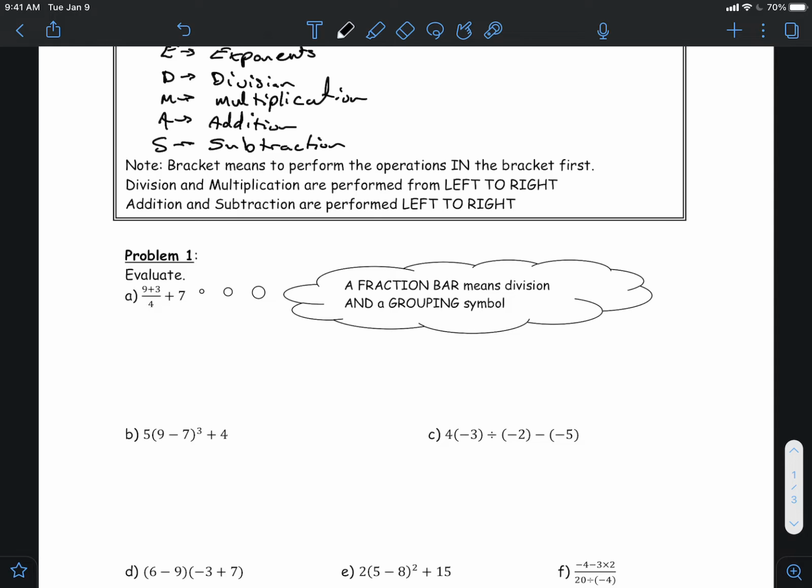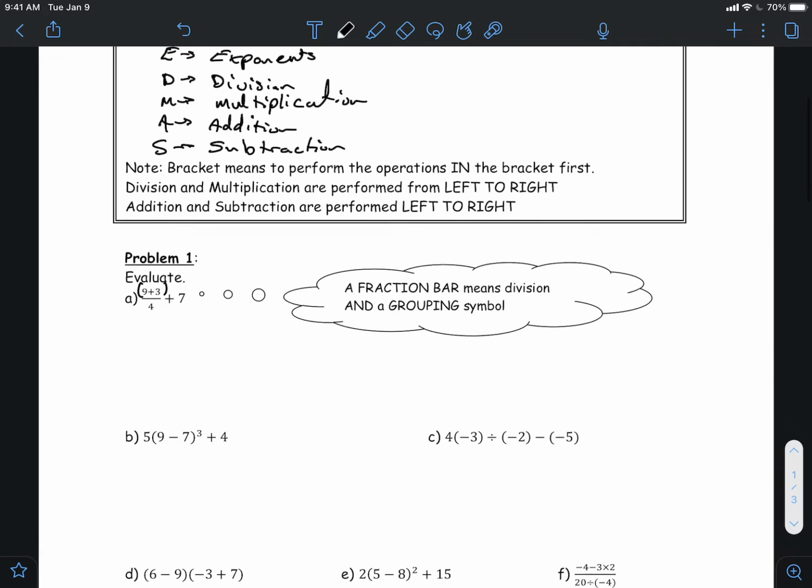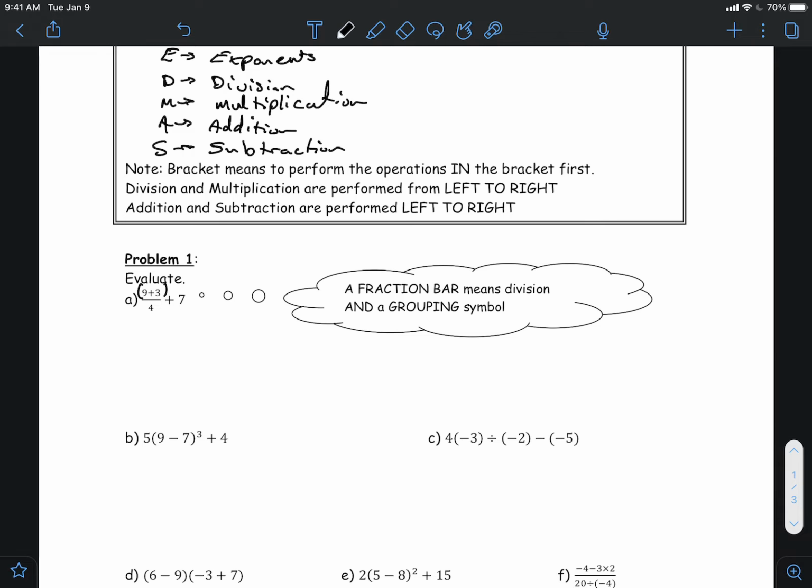Okay, so what's nice about the fraction bar is you can actually kind of group the top versus the bottom, or the numerator versus the denominator, and you can do what's there accordingly, separately. It doesn't hurt anything, okay? So for this question, I would say the 9 plus 3 would be the 12. That'll be the top part.